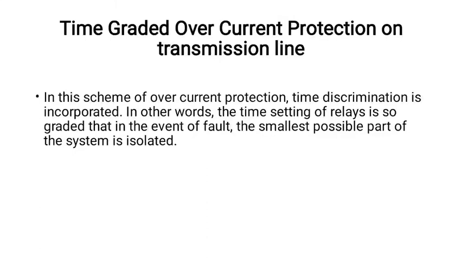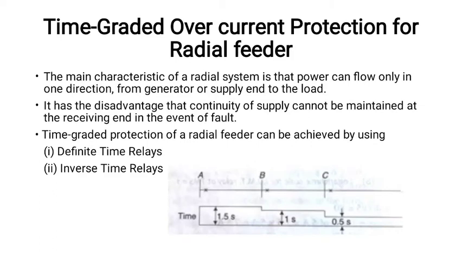Now, you can see the figure over here. If a fault occurs at C or beyond C, the circuit breaker at substation C should trip. The circuit breakers at A and B should not trip as far as normal operation is concerned. If the relay at C fails to operate, then the circuit breaker at B should trip as a backup protection.